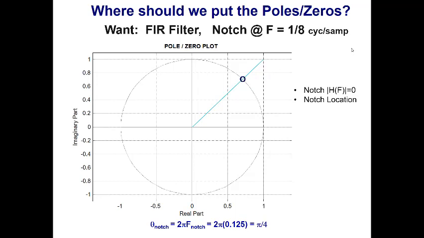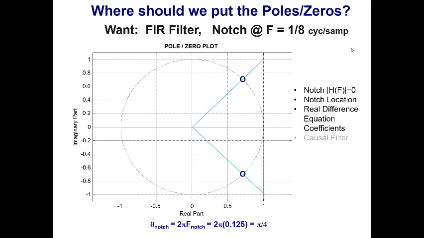Now, that's not the only place I need a 0. We know we want real number values in our difference equation and transfer function. That requires that whenever we have a complex polar zero, we have to have its complex conjugate along for the ride as well. So I have to put another 0 at minus pi over 4 on the unit circle.